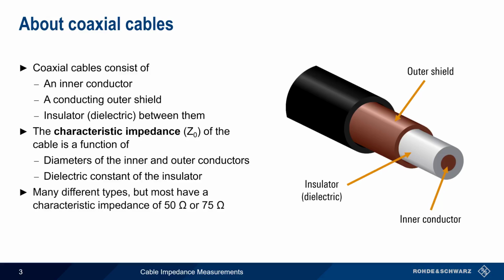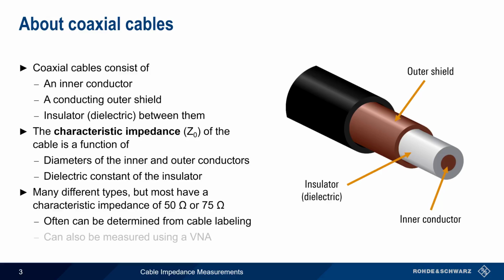There are many different types of coaxial cable, but most are designed and manufactured to have a characteristic impedance of either 50 ohms or, less often, 75 ohms. In many cases, the labeling on the outside of a coax cable can be used to determine the type of coax and its characteristic impedance, but a vector network analyzer can also be used to measure the characteristic impedance of an unknown or unlabeled cable.